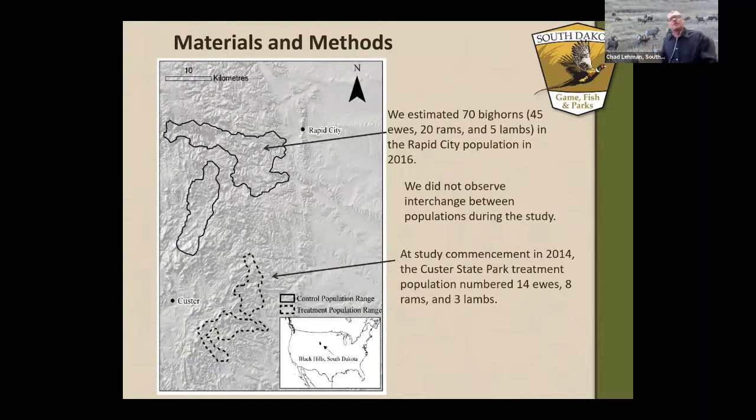So this just gives you a spatial depiction of where our two populations were located. We have the Rapid City herd, which at that time was about 70 bighorn sheep in 2016. And that was our control population that we left the chronic carriers within that population. And then in 2014, when we first started testing sheep in Custer State Park, that was our treatment population. And those are the animals where we went in and tested and then removed the chronically carrying sheep from that herd.